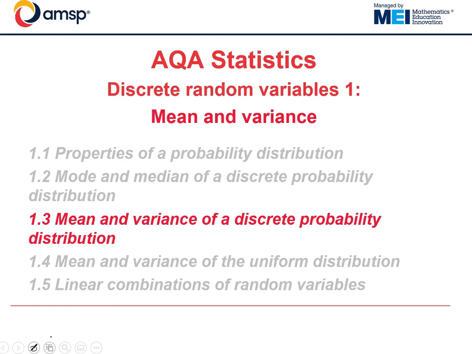Hello and welcome to this AQA Further Math Statistics video. The third in the series looking at discrete random variables 1, this time looking at the mean and variance of a discrete probability distribution. Just a reminder of what you should be familiar with from GCSE.